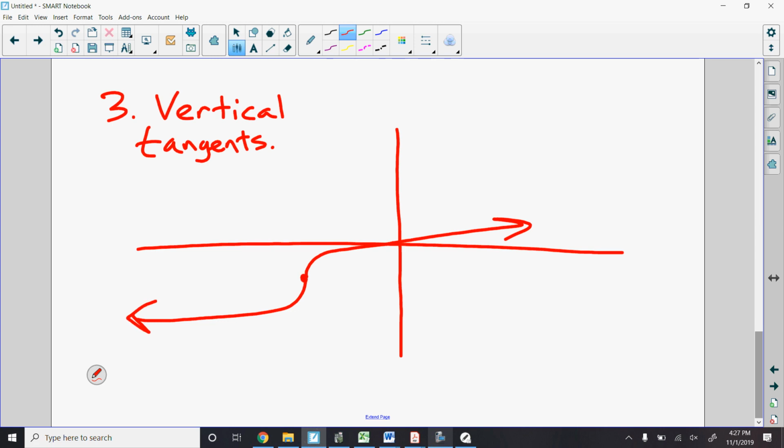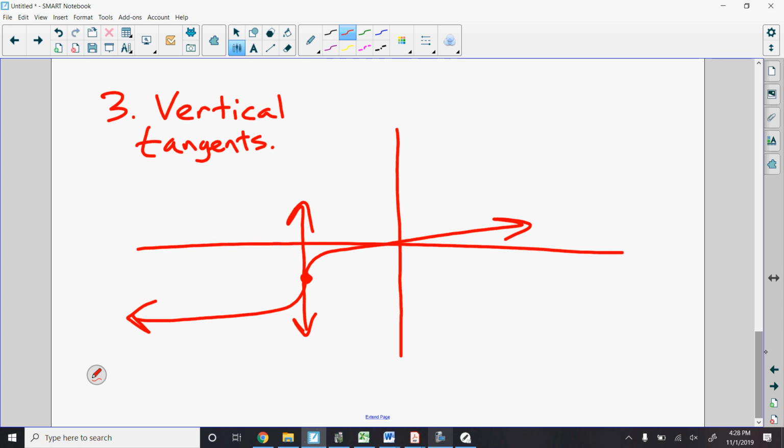So there might be a point right here where the tangent line is vertical. If the tangent line is vertical, that means the slope of the tangent line is undefined, because we know vertical lines have undefined slopes. Think of it like a terrace point, but on its side. Those are vertical tangents, and vertical tangents cause differentiability problems, right?